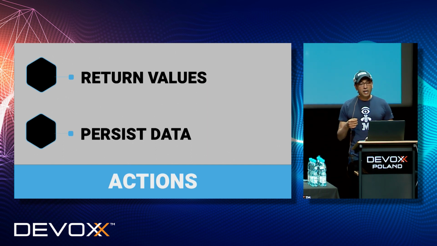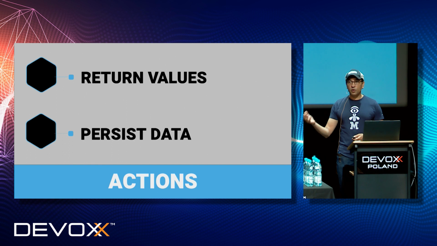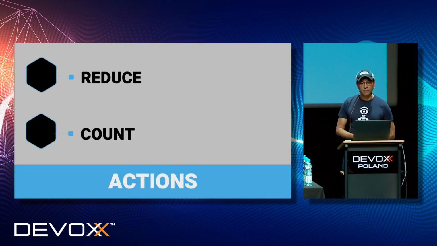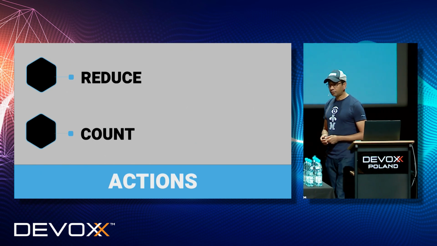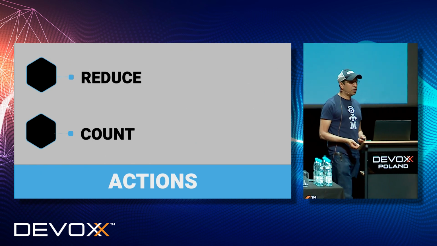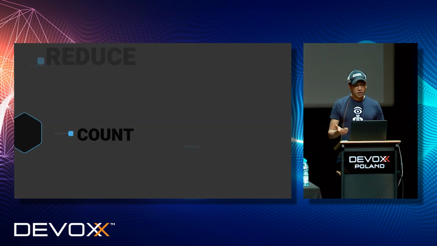But the basic idea is that an action returns values, and then we can also have another action that persists that data somewhere so that we can use it again, or maybe produce some graphs and charts from it, right? And some actions that we can run aside from linear regression: we can do standard reduce type operations. We can count the things in a data set in a specific way, etc.